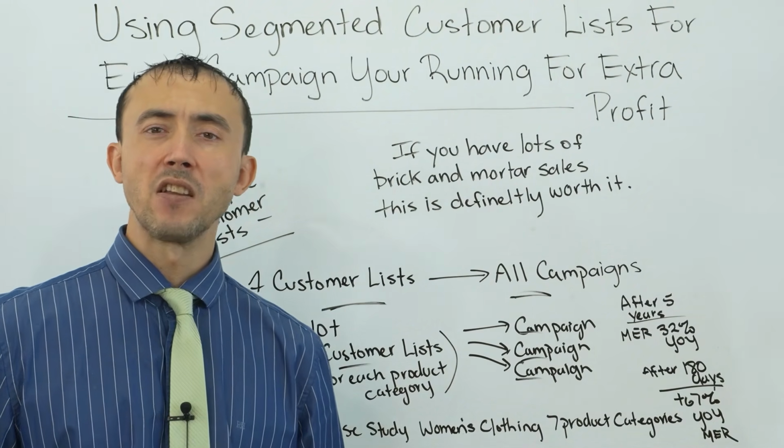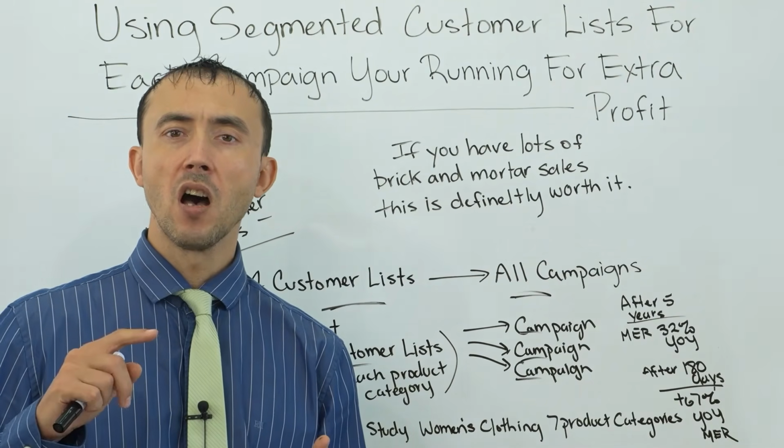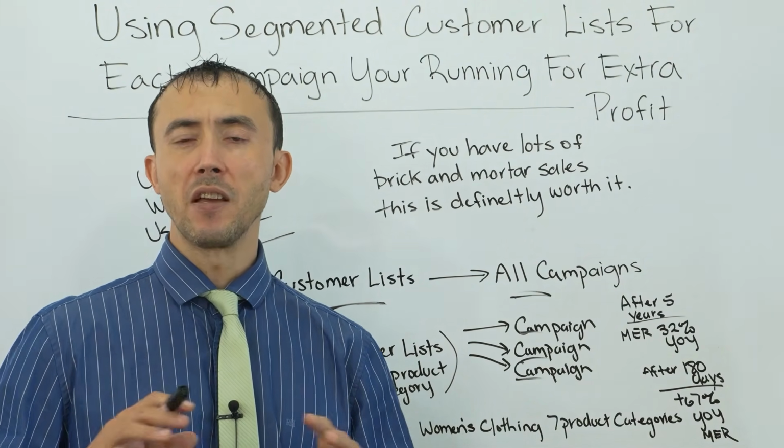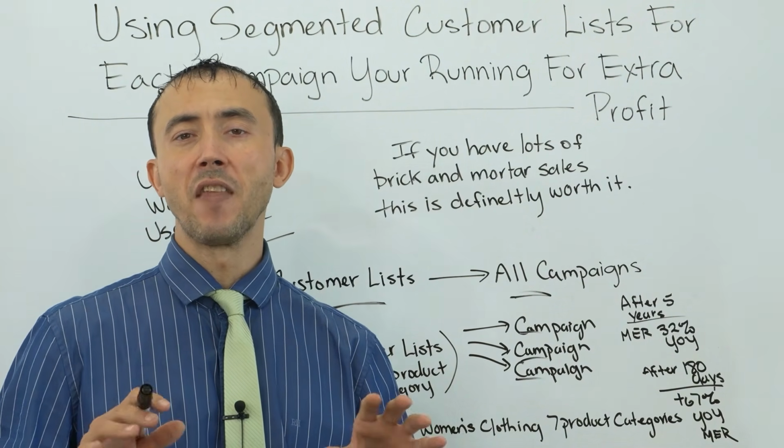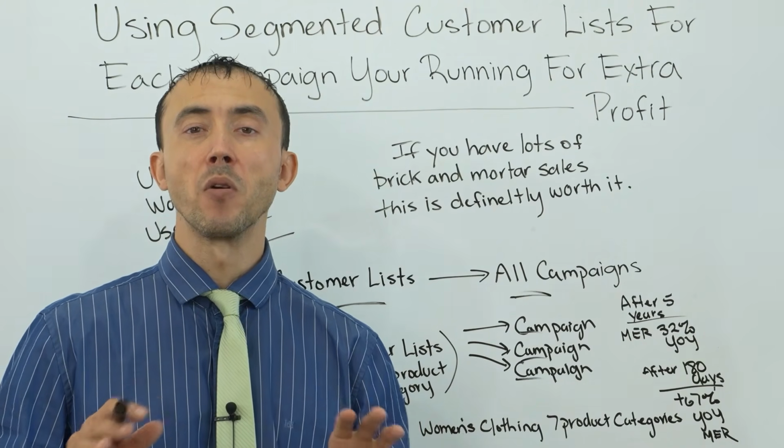So we broke it all down to 7 categories. Dresses, pants, shoes, all this. It wasn't exactly that, but it was basically on that level. That's the level that we broke it down, okay?